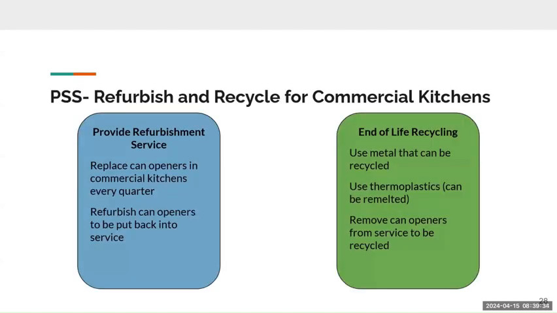For our product service system, we've decided to go for a refurbish and recycle program for commercial kitchens. Basically, the refurbishment service will replace can openers in commercial kitchens every quarter or so, or however often they need to be replaced. Then we refurbish the cutting discs, clean them up, so that they can be put back into service. Once they've reached the end of service, they can be removed as part of our recycling program. Additionally, we'll be making sure that the metal used to make them can be recycled, and that we use thermoplastics for the injection molded parts as they can be remelted.